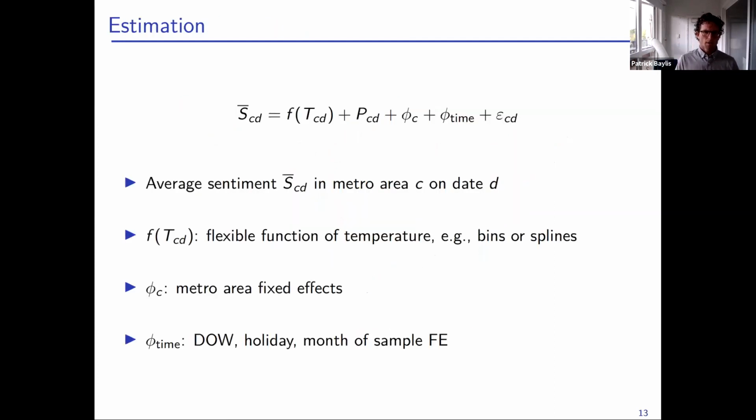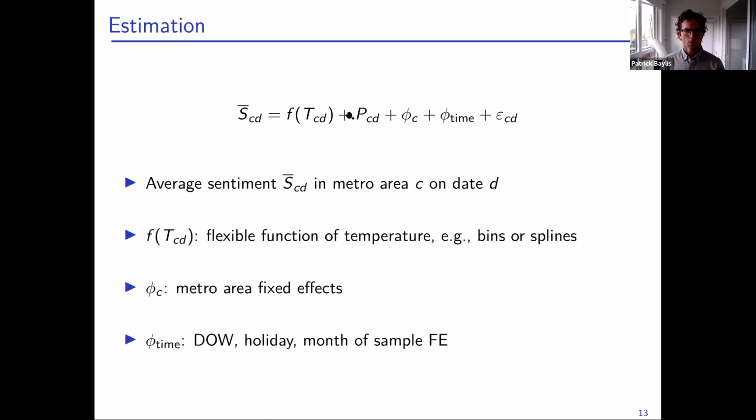To do that, the empirical specification that I use takes average sentiment in a metro area C on date D, that's S bar sub CD, as a function of temperature. That's the first term, and that term comes in flexibly. I'm going to show it to you as bins, but I've also estimated it as splines. You can estimate it in a linear model; I don't think that makes quite as much sense. But quadratic does make some sense here.